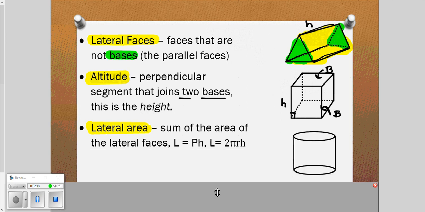And then the first thing we're going to learn to calculate today is the lateral area. And this is the sum of the area of the lateral faces. So you're only adding up the faces that are not bases. And the formula for each one, L equals PH, is what we use when it's a prism. P, as it's been before, stands for perimeter, H for height, and then L equals 2 pi RH is what we use if it's a cylinder.